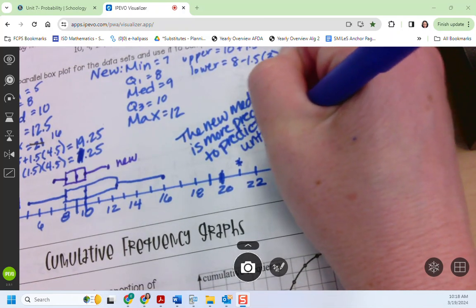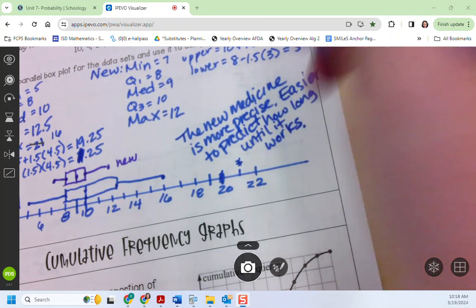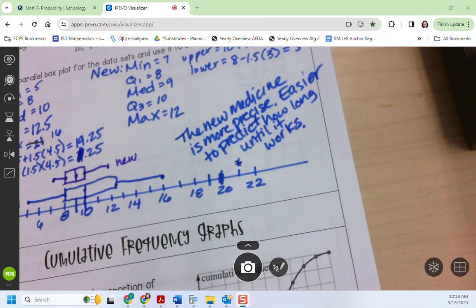New medicine is more precise, easier to predict how long until it works. Questions? Okay. Let's take a 1-minute brain break, and then we're going to move on, because we have to talk about these cumulative frequencies.